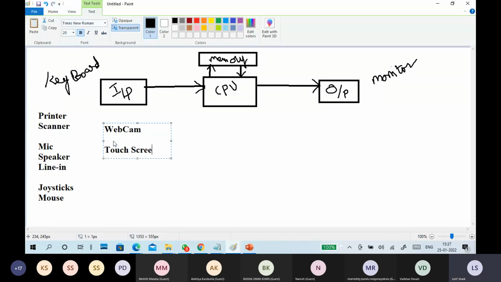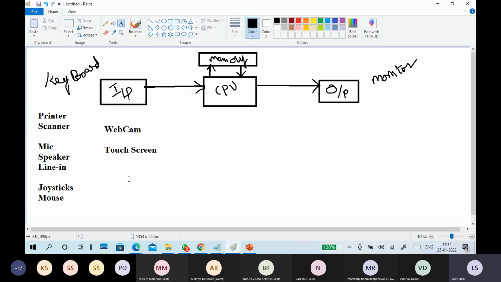What is touch screen? My laptop is touch screen. When my sister purchased this laptop, it was a touch screen laptop. Nowadays touch screens are very rare, so only two-in-one laptops and tablets have touch screens.